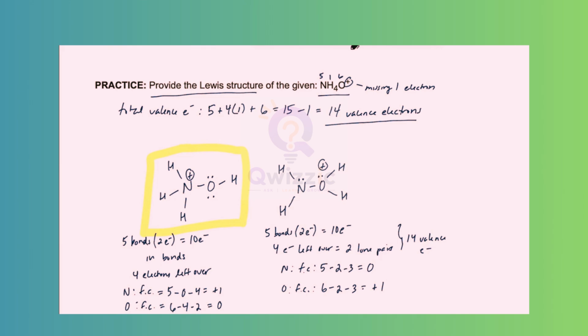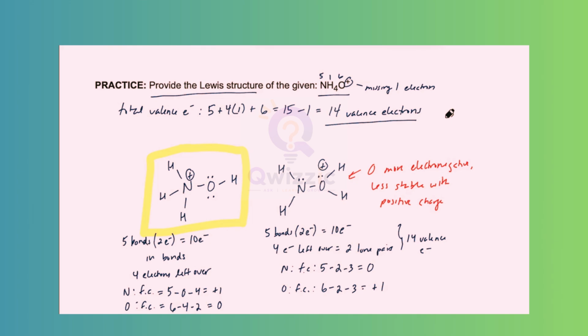And that's because nitrogen is less electronegative than oxygen, so it's going to be more comfortable with a positive charge. So we'll say oxygen is more electronegative and therefore less stable with a positive charge.